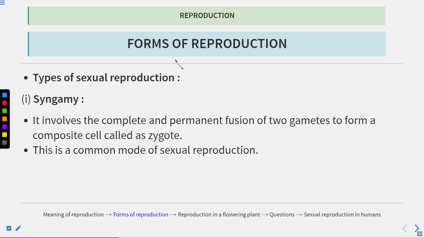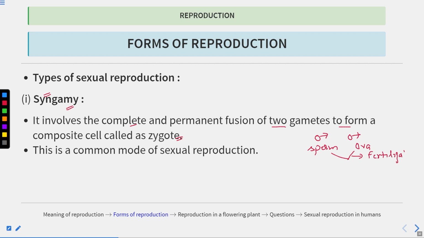Now let's study the types of sexual reproduction. The first one is syngamy. Syn means fusion. It involves the complete and permanent fusion of two gametes to form a composite cell known as the zygote. I've already told you, one is the male gamete, another one is the female gamete. If this is the sperm and this is the ovum, then it will fertilize. They will fuse together, which is known as fertilization.